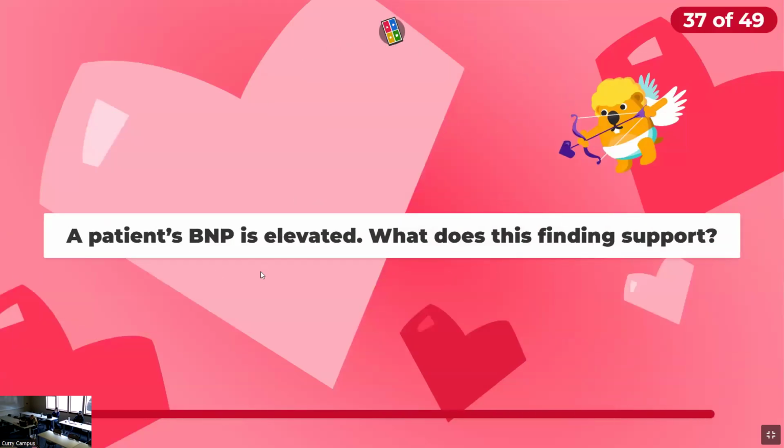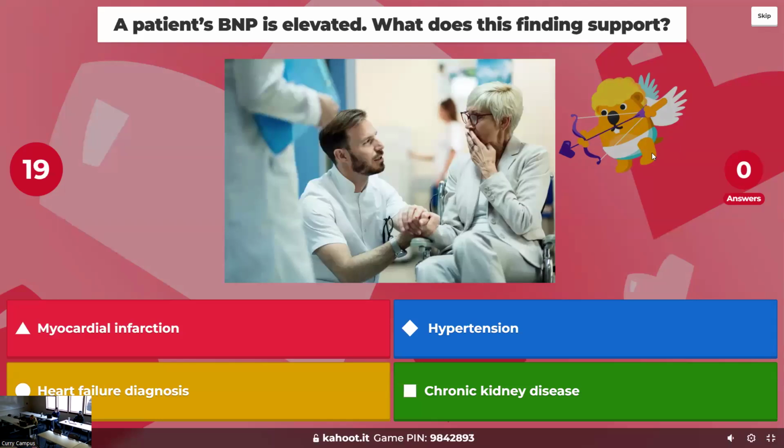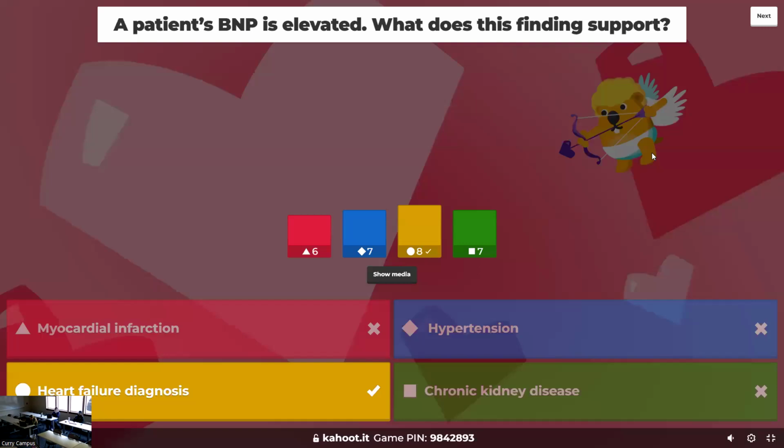The patient's BNP is elevated. What does this finding support? And the green is chronic kidney disease. Yellow is heart failure diagnosis. A little bit of mixed. So this one's heart failure diagnosis.